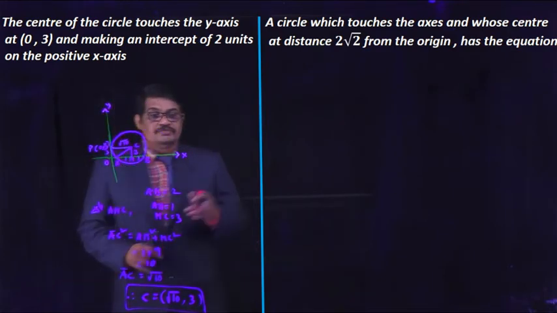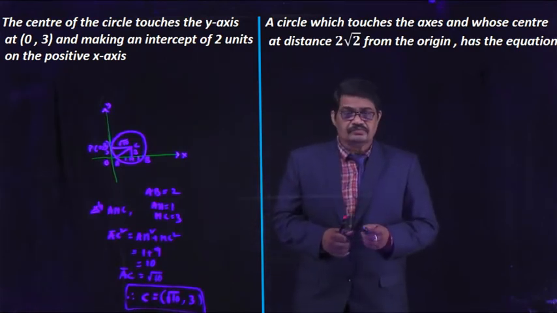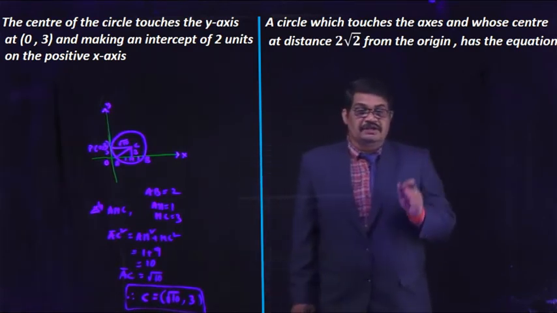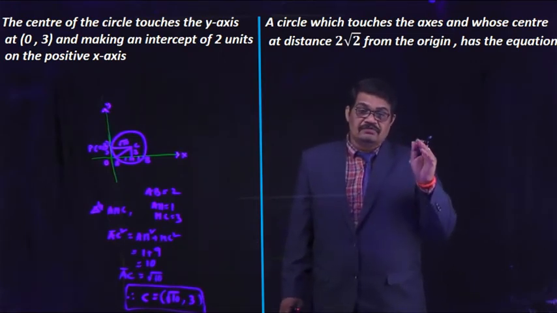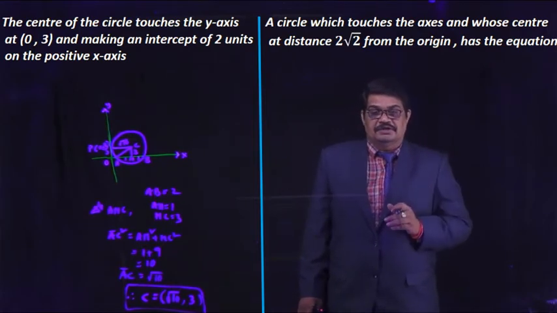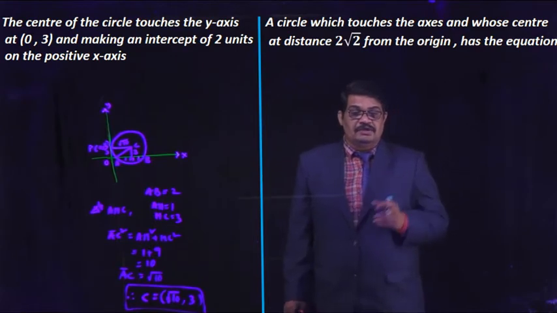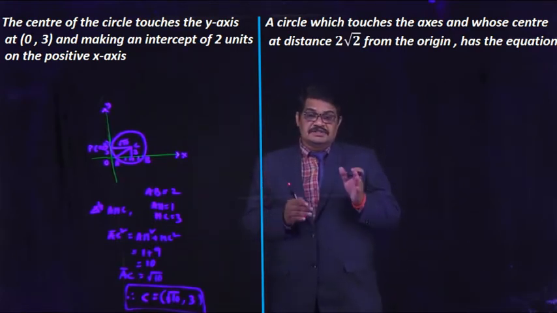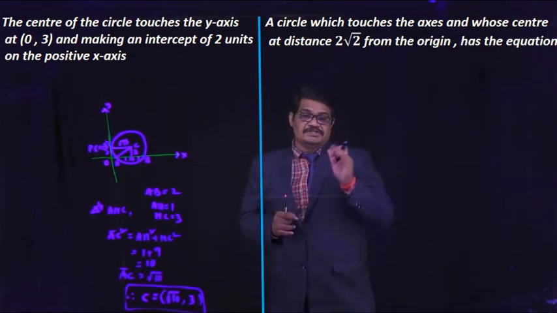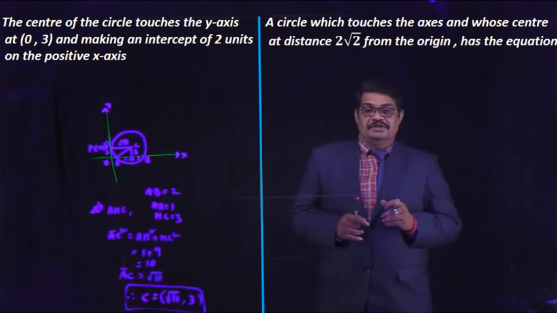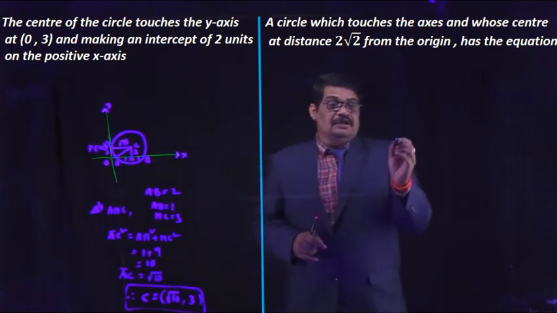Okay, see another problem. A circle which touches the axes and whose center is at a distance of 2 root 2 from the origin has the equation. Now I have to write the equation of the circle. That circle touches the coordinate axes and whose center is at a distance of 2 root 2 units from the origin. That is our given data. See the diagram.